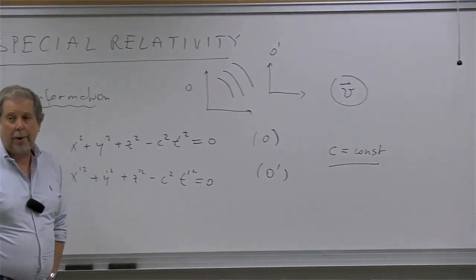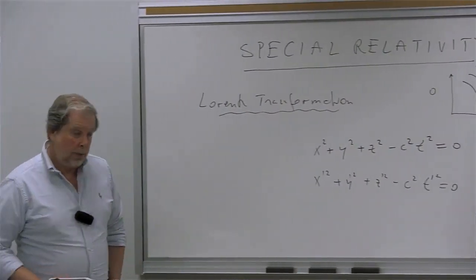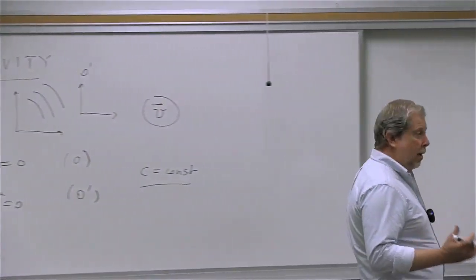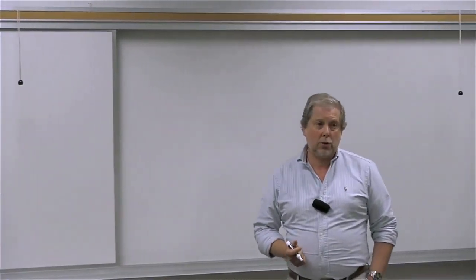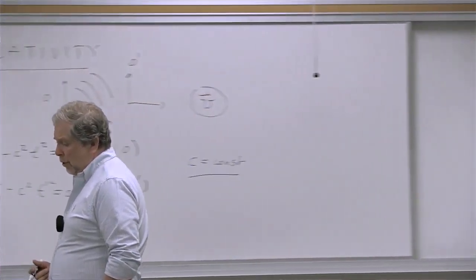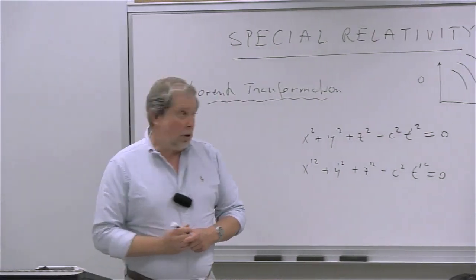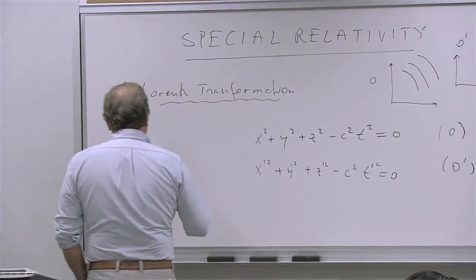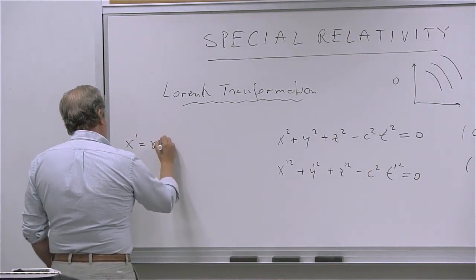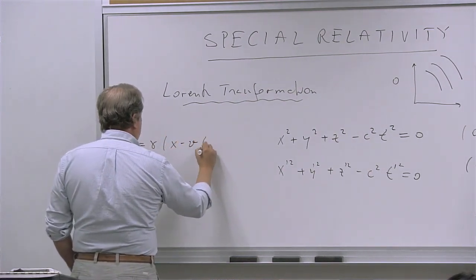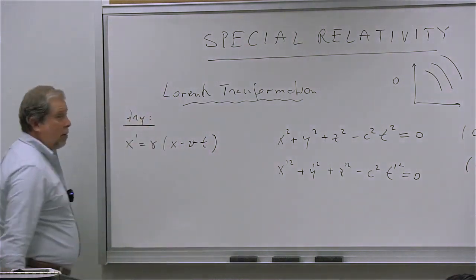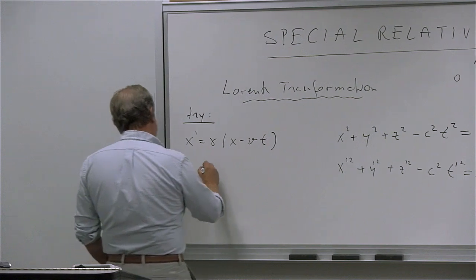So the observers O and O prime measure the speed of light to be the same, which is, of course, if you wish, the result of the Michelson-Morley experiment, and basically what Maxwell's theory tells us is that there is a unique speed of light that does not depend on the state of the observer. So now what Einstein realized, and perhaps Lorentz to some extent before him, is that x prime is equal to gamma times x minus vt. So he said, let me try a linear relationship.